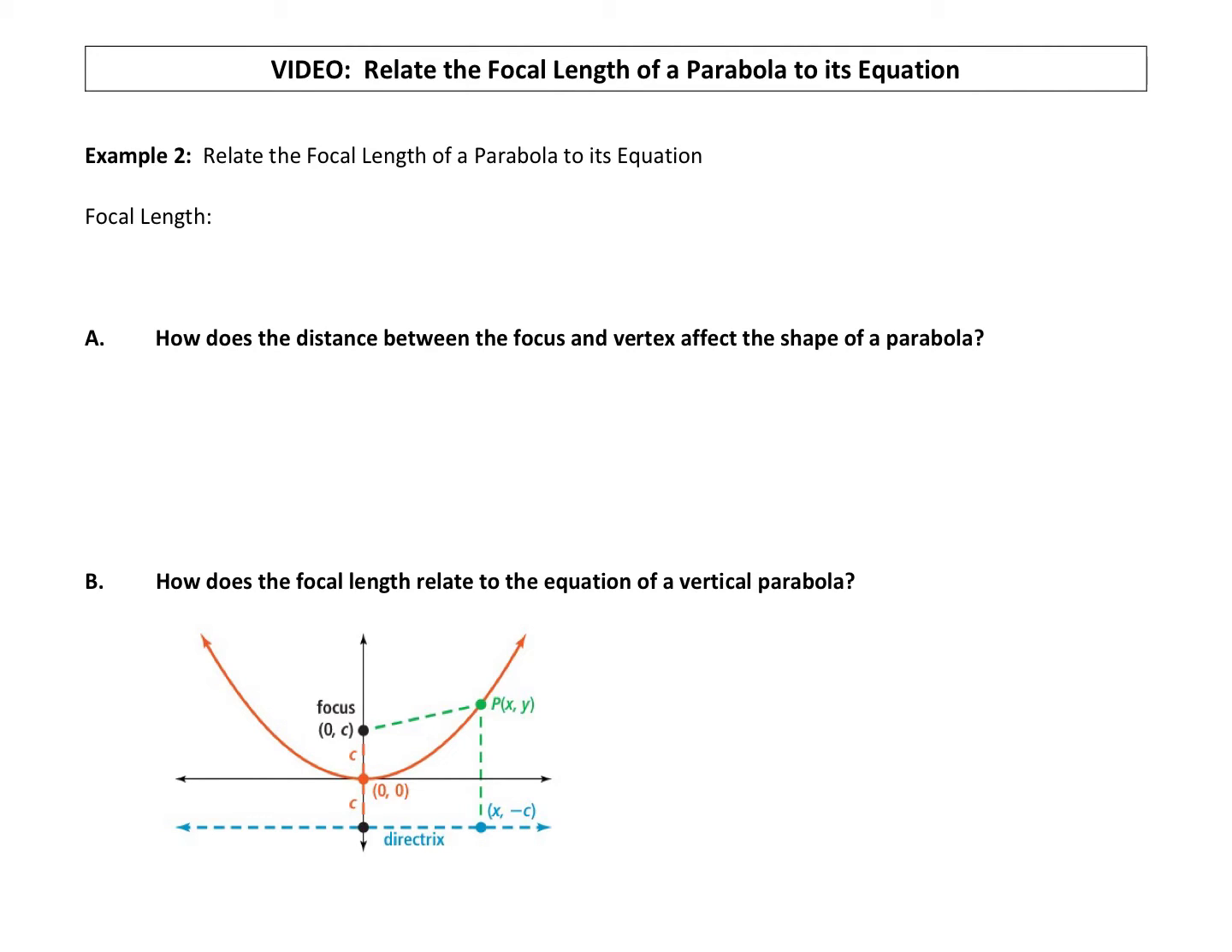Okay, in this example, we're going to talk about focal length of a parabola and how that relates to its equation. So what is a focal length? Focal length is defined as the absolute value of c. In words, it is the distance between the focus and the vertex, and it's measured along the axis of symmetry.